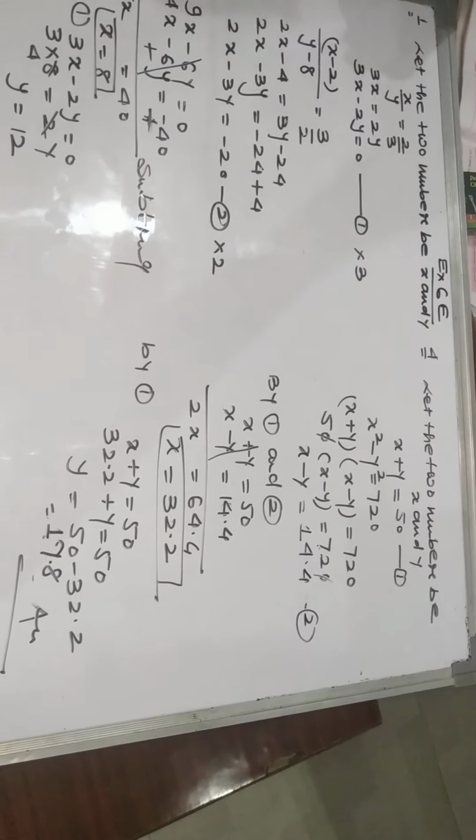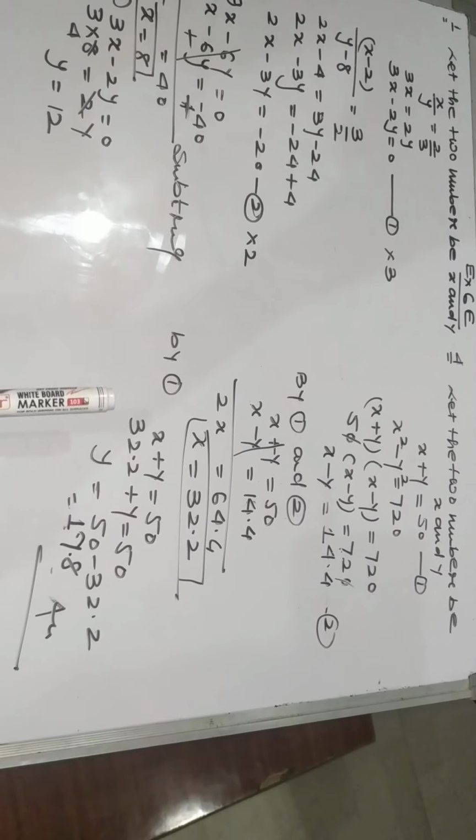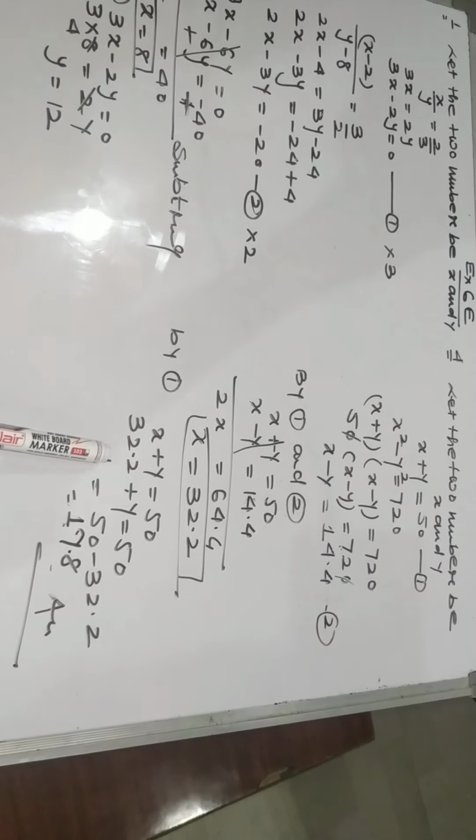We know the formula x squared minus y squared is x plus y times x minus y, equal to 720. The value of x plus y is given by equation number 1, so we put 50 in place of x plus y. 0 and 0 cancel, 72 divided by 5 is 14.4. Equation number 2. On solving equations 1 and 2, plus y and minus y cancel, x and x make 2x, 50 plus 14.4 is 64.4, x is equal to 32.2. By equation number 1, x plus y is equal to 50, 32.2 plus y is equal to 50, y is equal to 50 minus 32.2, which is 17.8.